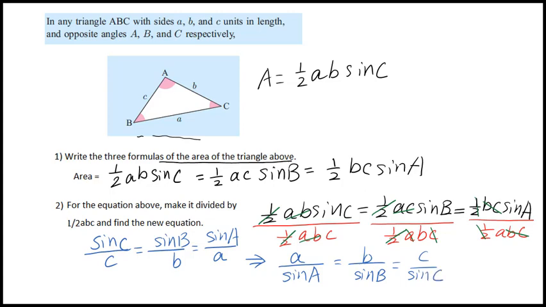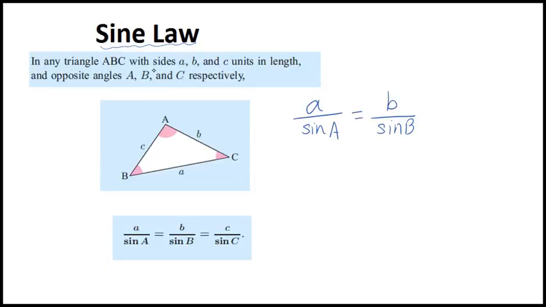We call this the Sine Law. So for any triangle, we can write down a over sin A equals b over sin B equals c over sin C. This is always true. Here is the Sine Law. For any triangle ABC, a over sin A equals b over sin B equals c over sin C.